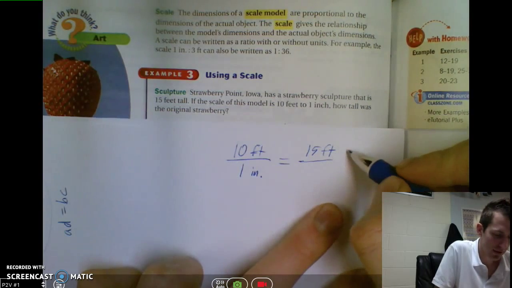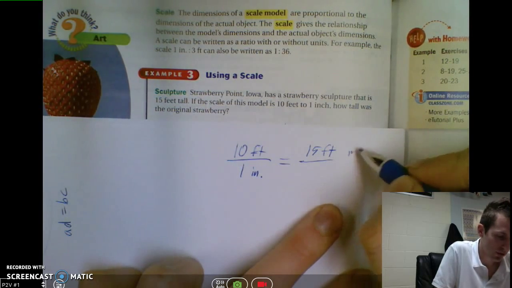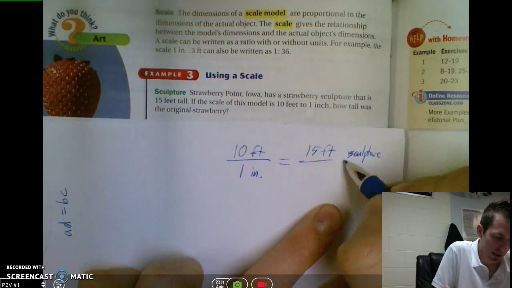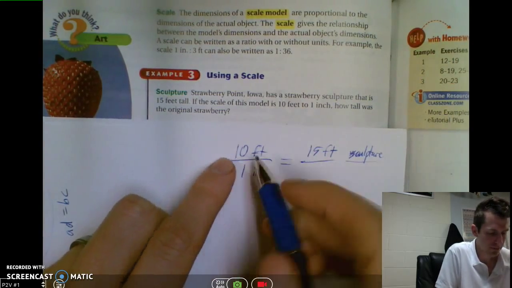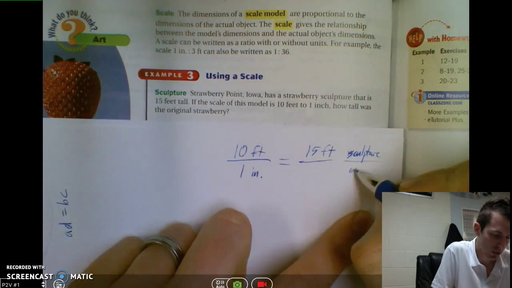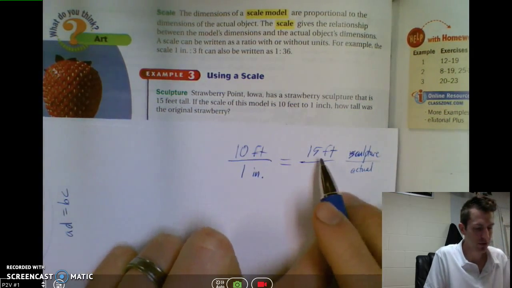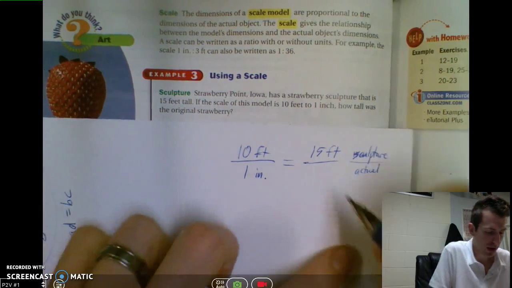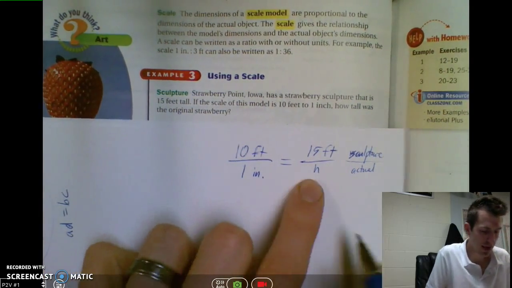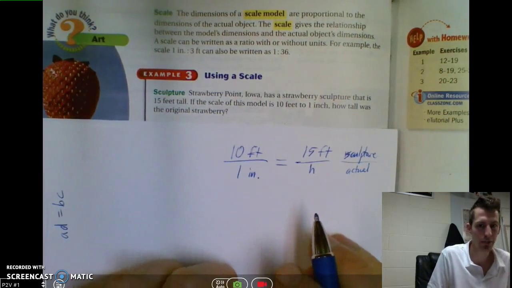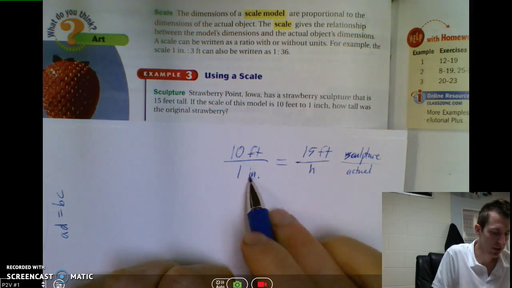15 feet is the sculpture. I'll put sculpture here just so you can see that. And down on the bottom we have the actual strawberry. So if the sculpture is 15 feet tall, what would the height, h, of the actual strawberry be if the scale is 10 feet to 1 inch? Well, you have to set up a proportion. This ratio is the same as this ratio.